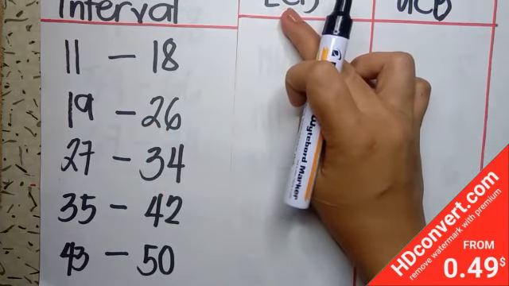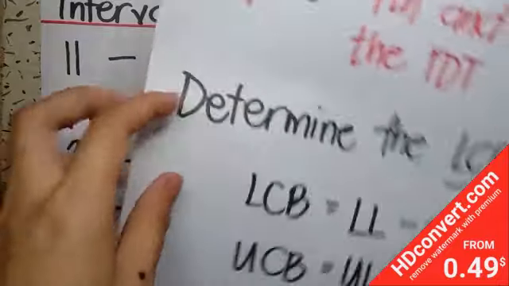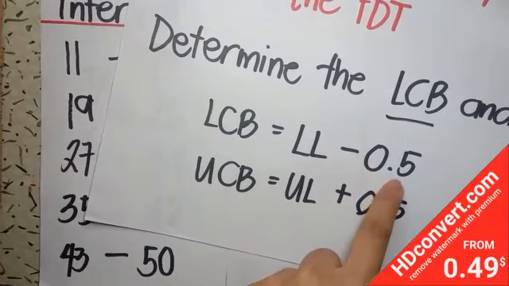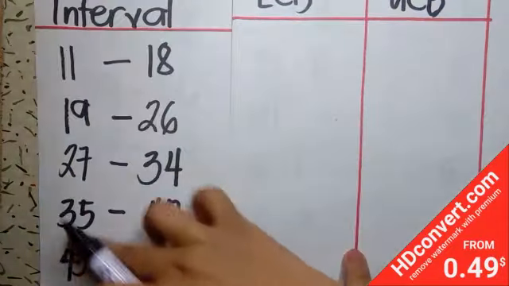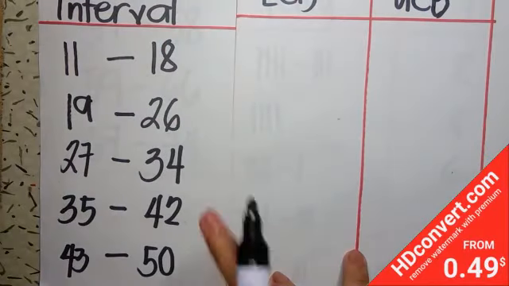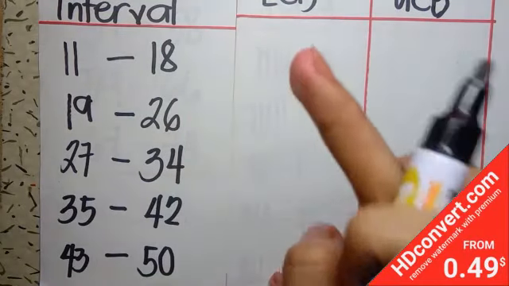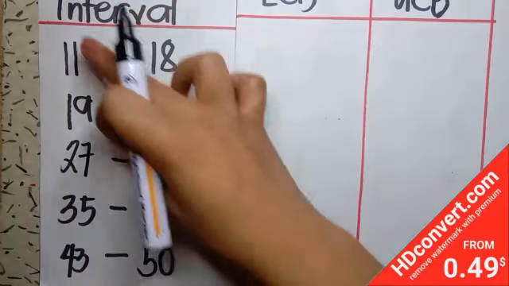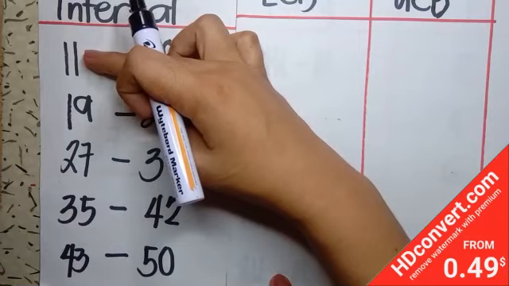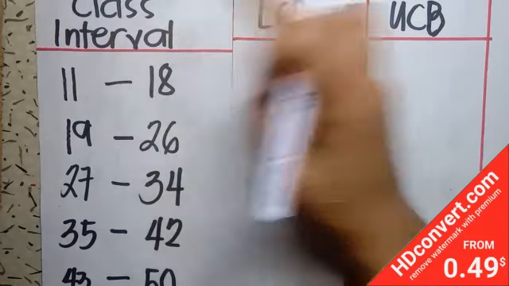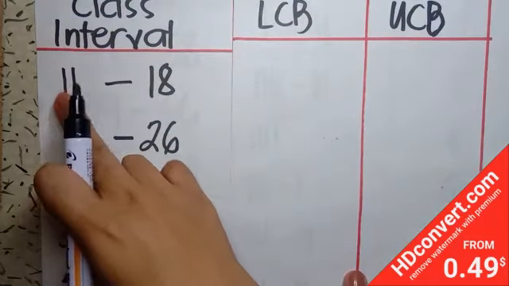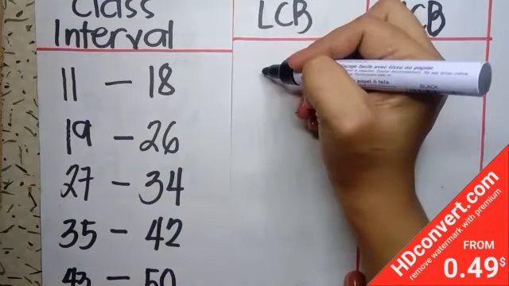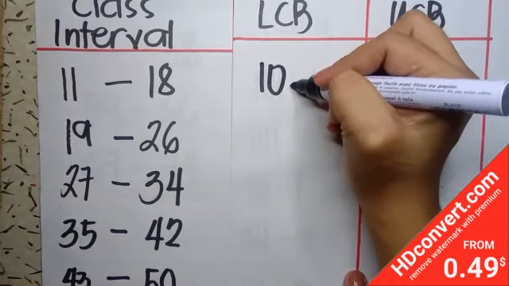Sa LCB, kagaya nga ng sabi ko kanina, lower limit minus 0.5. Sa class interval, asan ba yung lower limit dyan? Diba sabi ko kanina, ang lower limit ay yung laging nasa una. Ibig sabihin, yung lower limit na to, lagi natin i-minus sa 0.5. So, meron tayong 11 minus 0.5 is 10.5.